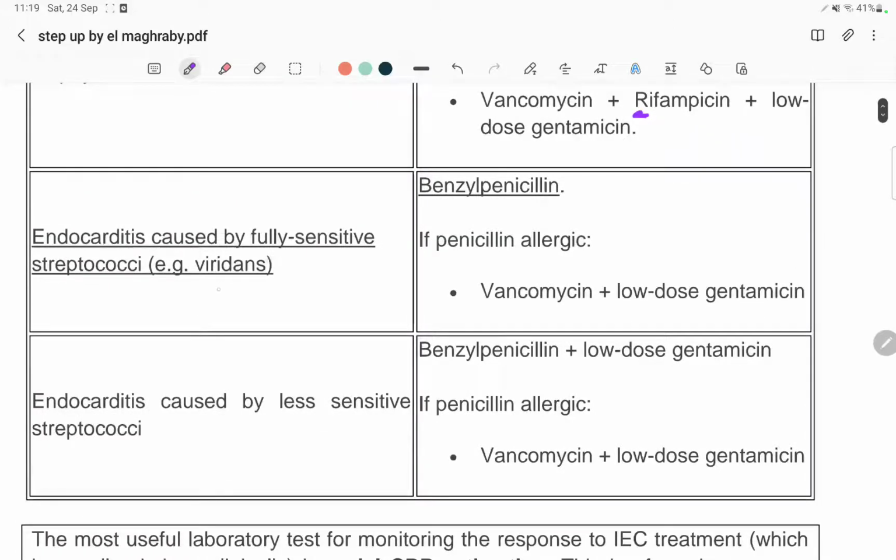Endocarditis caused by fully sensitive streptococcus, then give benzyl penicillin. If allergic to penicillin, then give vancomycin and low dose gentamicin. Endocarditis caused by less sensitive streptococci, then you have to give gentamicin here and here also.